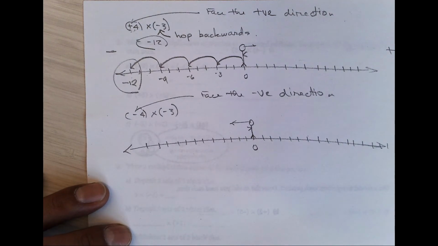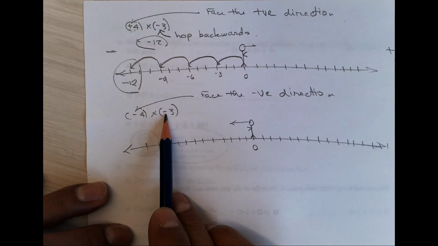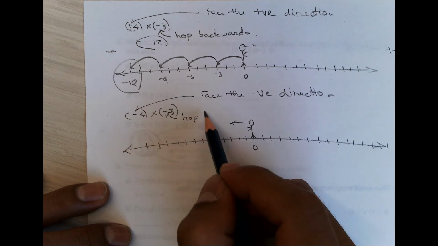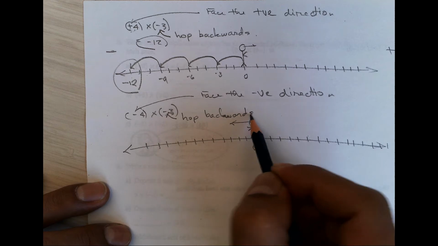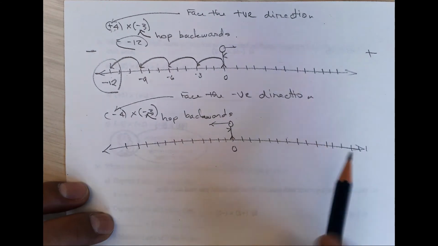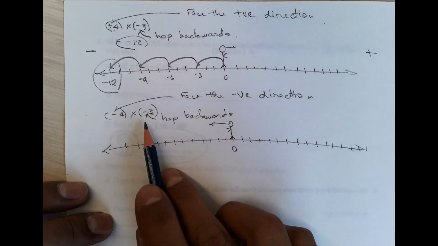Notice that this number still also asks him to hop backwards. That means he's going to go in this direction if he's going to hop backwards. So let's see if we can do that. He's going to hop backwards 3 steps at a time.